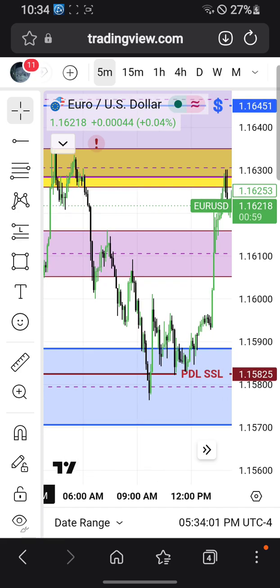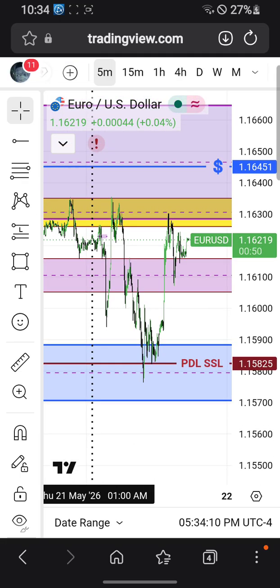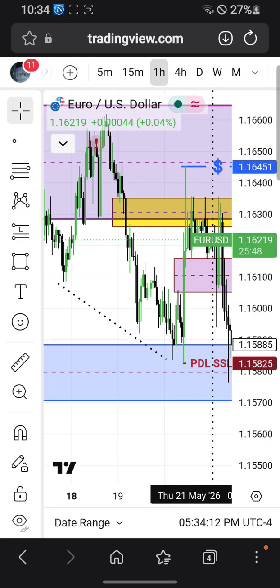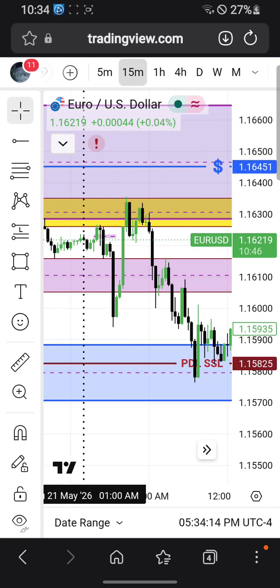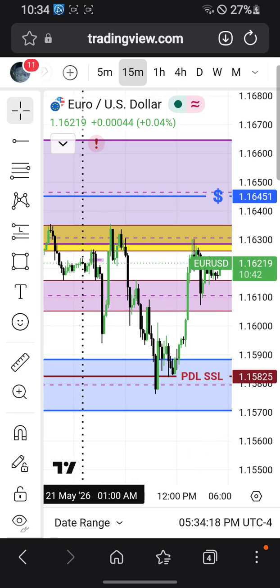See it. After they swept that high, they came back. They swept the low, they went up. Look at how price was moving today. All throughout. Let me take it to a 1 hour chart, or 15 minutes chart, and show you. You see? Came down, went up, came down, went up.